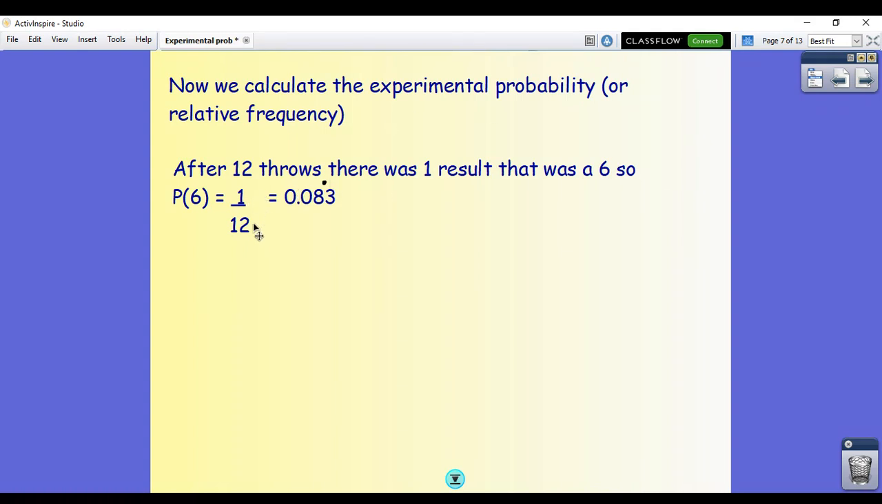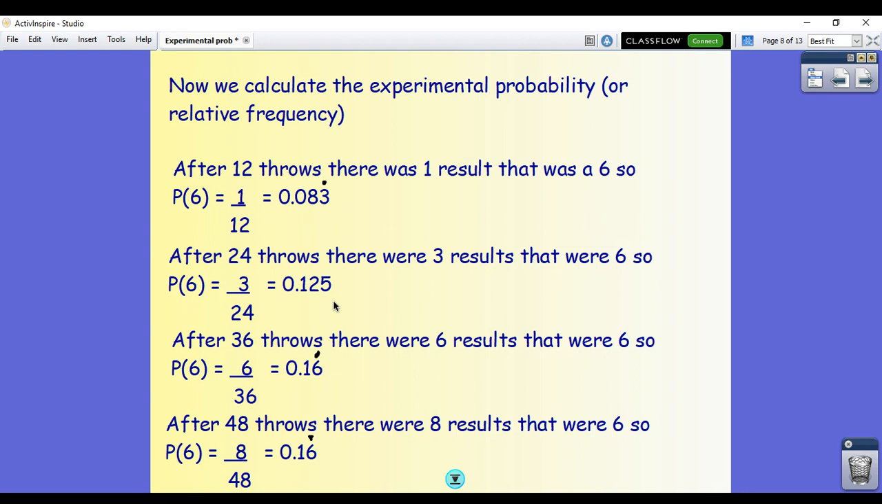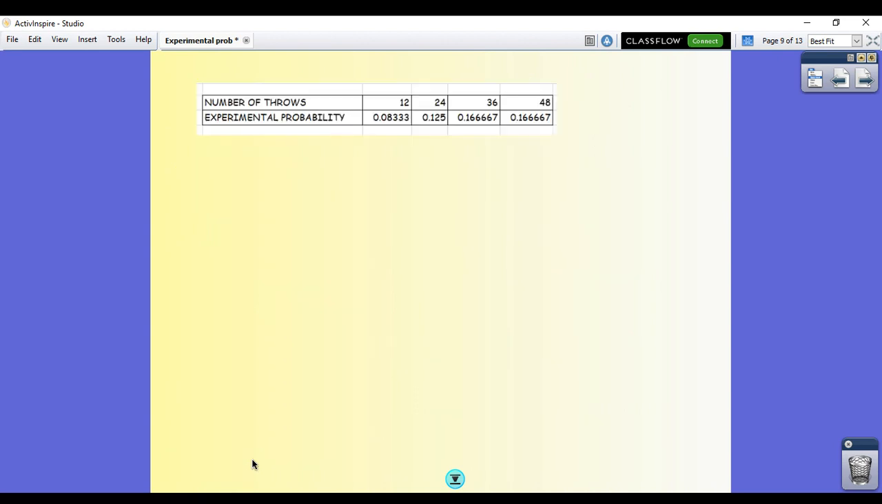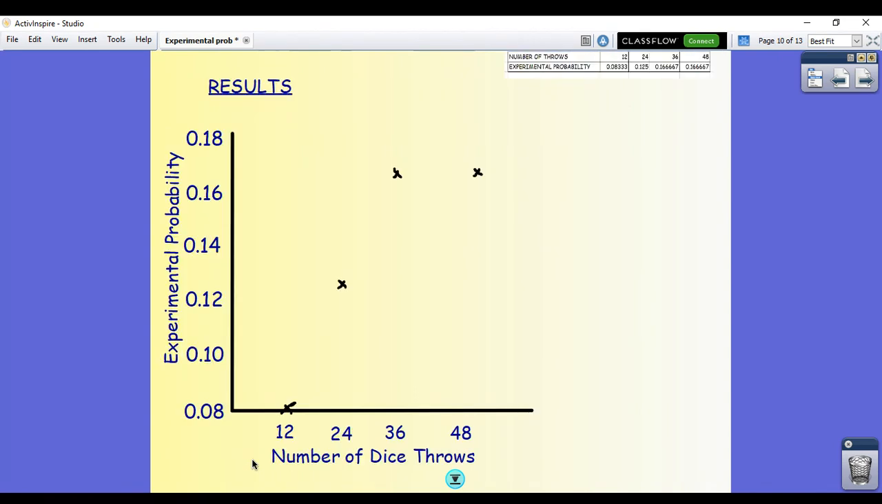So 1 out of 12 gives me 0.083 recurring. 3 out of 24 gives me 0.125. And then we see that 36 and 48 give me exactly the same value. Can't really see it from the numbers. So here it is in graphical form. But that still doesn't show me how it's relating to the theoretical probability.